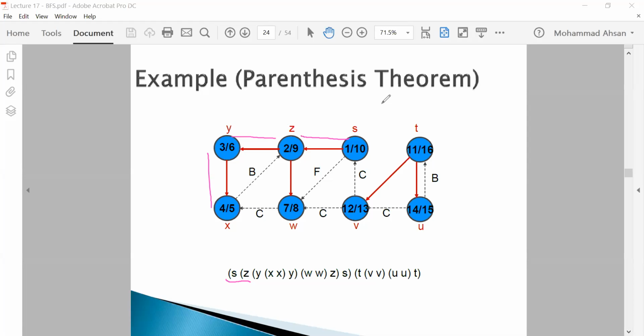Okay, so once you reach X, there is no outgoing edge, so we actually close X or blacken it. That's why the time interval here for X is closed. Then you go back to Y and you blacken Y. So this is the sequence in which the discovery and finish time intervals are grouped together. This will tell you that everything here is a descendant of S, and here everything is a descendant of T. So this is your timing for depth first search.